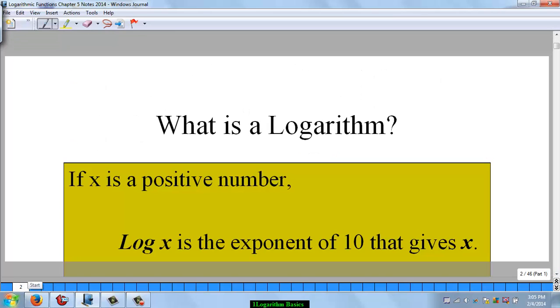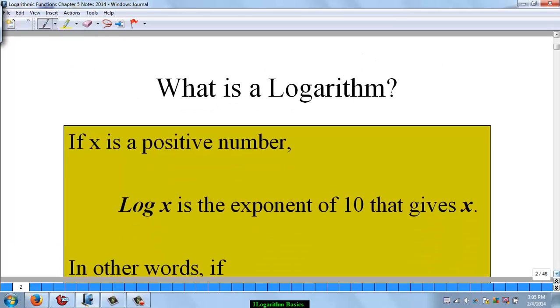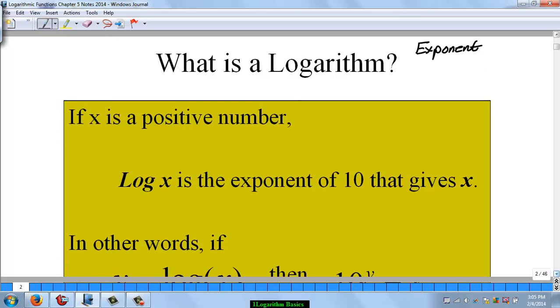Alright, what is a logarithm? Well, a logarithm is an exponent. It's also an inverse function of an exponential function, but it really is an exponent. So if you think of a logarithm as an exponent, then this will help you a lot, all right? So if x is a positive number, the log of x is the exponent. It really is the exponent of base 10 that gives an x. So your calculator is base 10.